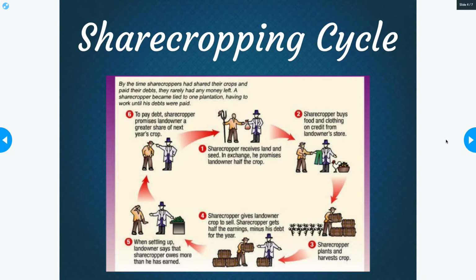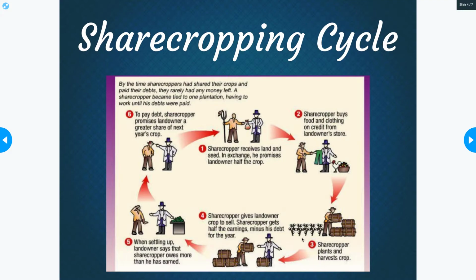Here is the sharecropping cycle, and the entire purpose of this is to keep the former slave on the plantation. If we start right here with number one, the sharecropper receives land and seed. In exchange, he promises the landowner half the crop. Now this part sounds pretty good, but then you go over here. The sharecropper, the former slave, has to buy food and clothing on credit from the landowner's store. Then number three, the sharecropper plants and harvests the crop.